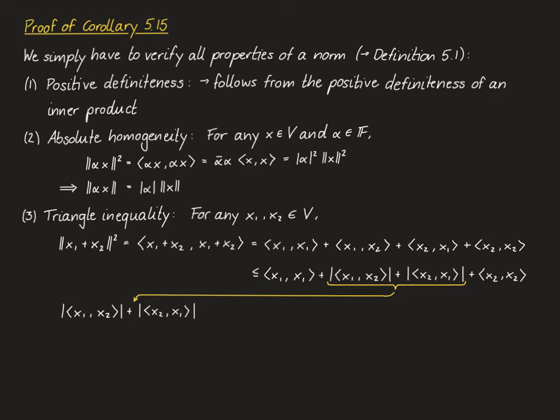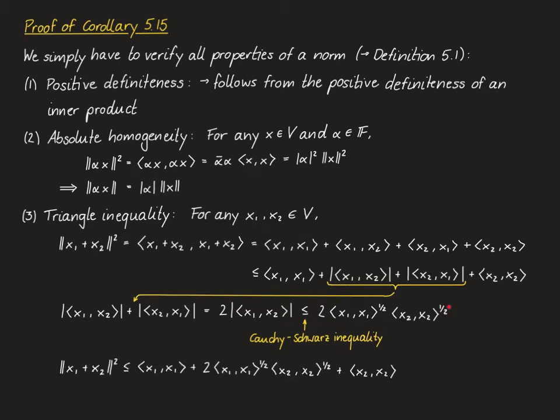Now let's look at the second and the third term more closely. In absolute value, these two terms are actually equal because they are complex conjugates of each other. So we may write this as 2 times the absolute value of the inner product of x1 with x2. And now we can apply the Cauchy-Schwarz inequality, which yields that this is less than or equal to 2 times the square root of the inner product of x1 with itself times the square root of the inner product of x2 with itself.